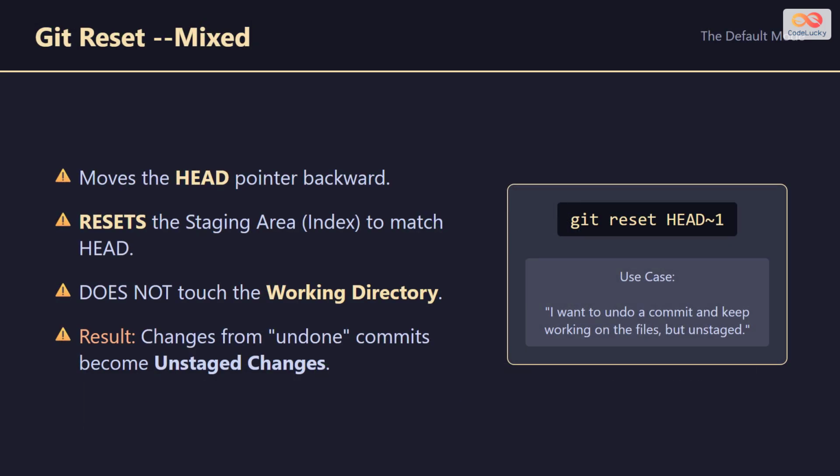Next is mixed reset. This is actually the default mode if you do not specify a flag. Like the soft reset, it moves the head pointer backward. But it goes one step further and also resets the staging area to match the head. It does not touch your working directory. This means your changes are preserved, but they are unstaged.